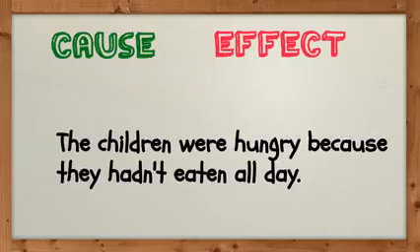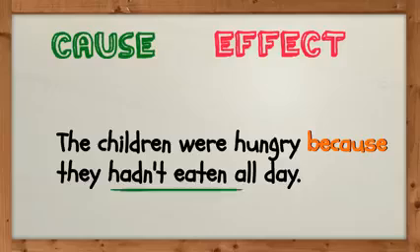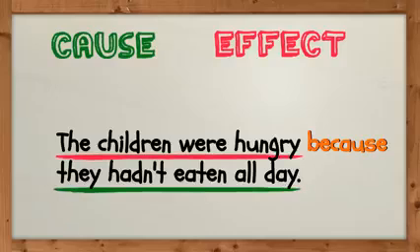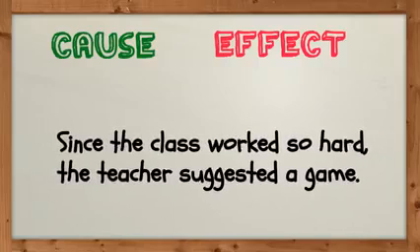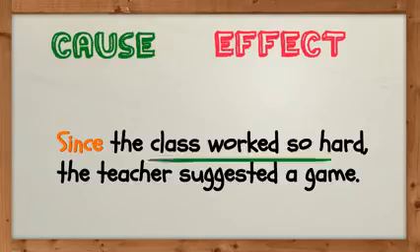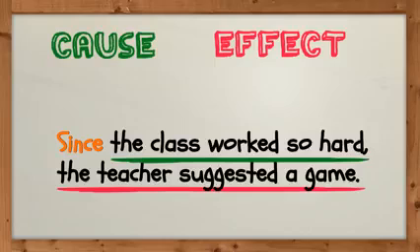The children were hungry because they hadn't eaten all day. Because signals cause and effect. This is the cause, and this is the effect. Since the class worked so hard, the teacher suggested a game. The word since signals cause and effect. This is the cause, and this is the effect.